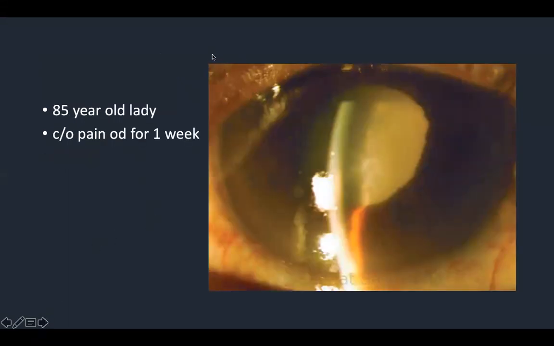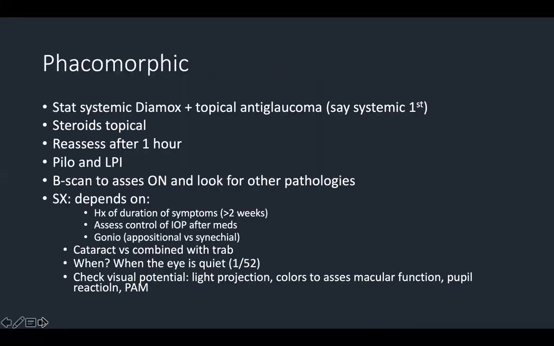The next case is phacomorphic. I don't think you need to go through this one. This is the UBM, which can be helpful sometimes if you're not really sure. And this is the treatment. Of course, you have to control the IOP stat and start steroids to decrease the inflammation and facilitate quietening of the eye so you can operate sooner. Then you can consider laser PI initially. Of course, B-scan, because usually there is no view with a dense cataract, and surgery.